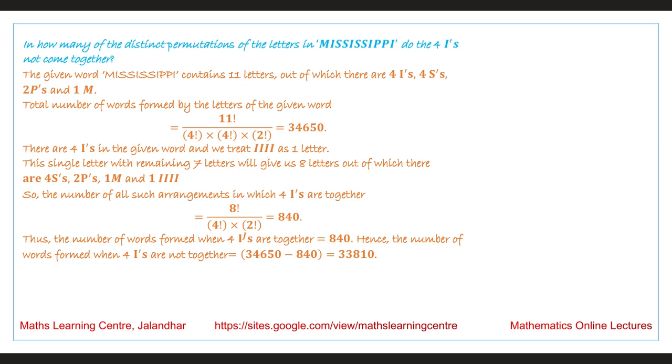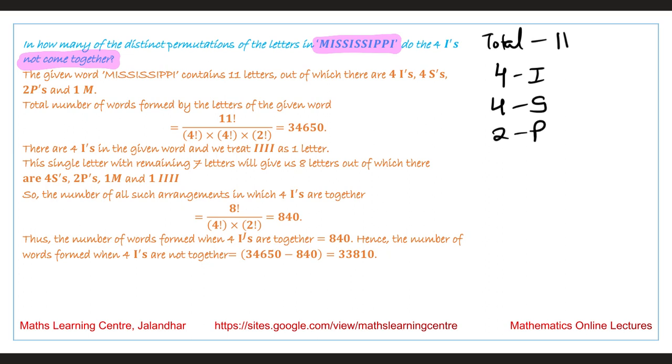In how many of the distinct permutations of the letters of Mississippi do the 4 I's not come together? Next we have this question. The total number of letters we have is 11. We have 4 I's, 4 S, 2 P, and 1 M. Now we are being asked that the 4 I's are not coming together.